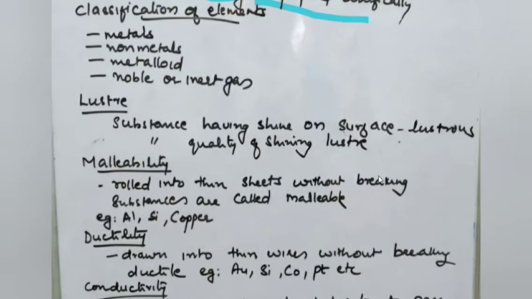Malleability means some metals can be rolled into thin sheets without breaking. That is, when they are spread or rolled into a thin sheet, they won't break. Such substances are said to be malleable. So malleability is the process of making metals into thin sheets without breaking. It includes aluminum, silicon and copper. Aluminum sheets and so on.